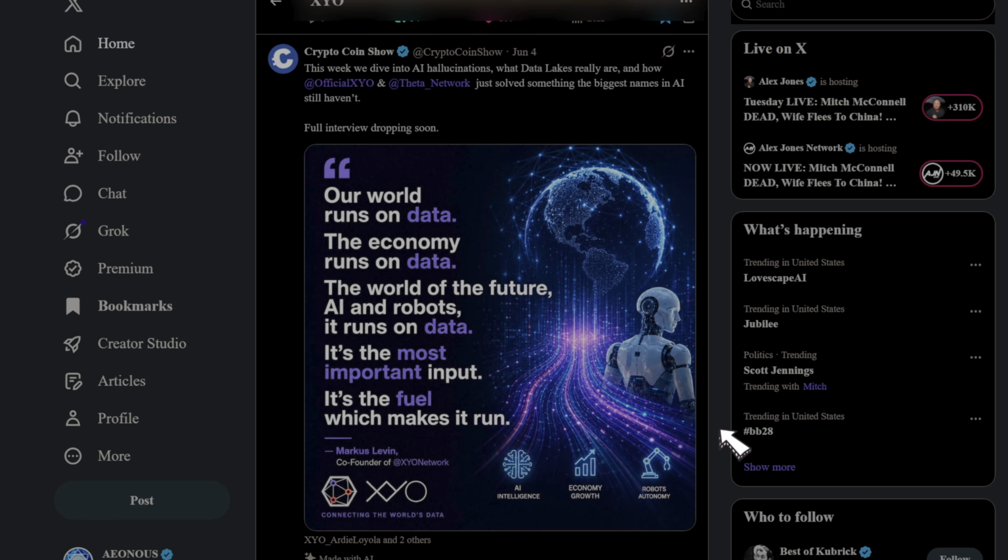Please see here this image. It says our world runs on data, the economy runs on data, the world of the future, AI and robots, it all runs on data. Data is the most important input. It is the modern day fuel which makes our global systems, local systems run. I mean, without data and information, this modern world that we live in, especially as it's increasingly becoming technological, is really useless. Data is, again, the fuel.